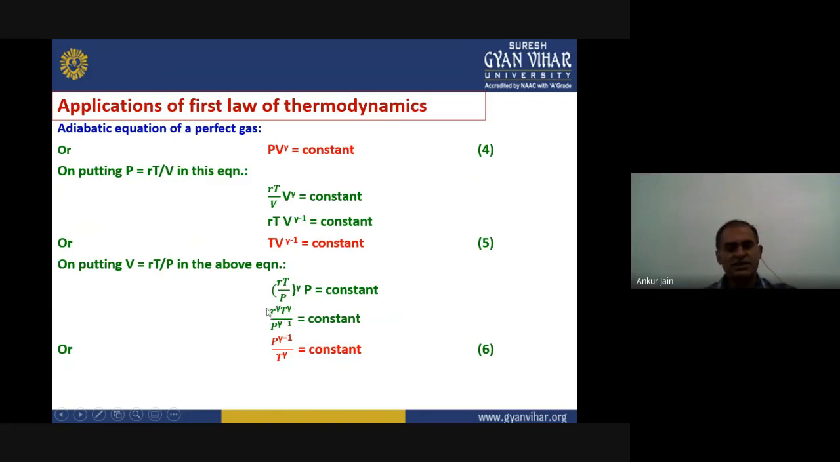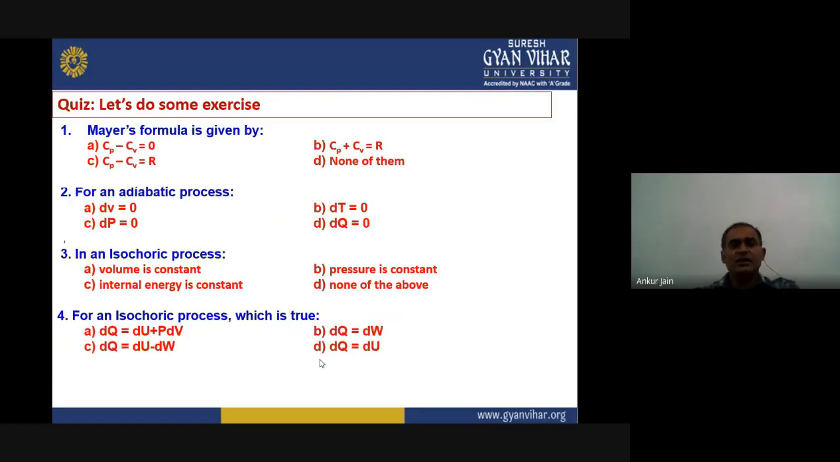Now since R is constant, we can take it on the other side. The final equation we get is T to the power gamma upon P to the power gamma minus 1 equals constant. This is the relation between P and T. So these are the relations for an adiabatic process of a perfect gas. We are considering it for the ideal gas. All these are applications of the first law of thermodynamics. Likewise, we can apply the first law of thermodynamics to many other applications also, but here we will see only these four. Now we will do some exercises to check our knowledge of what we have learned today.